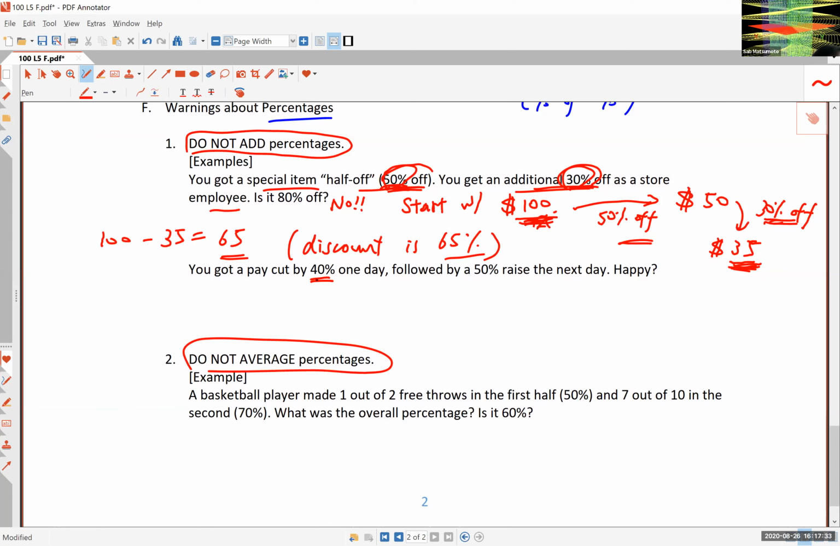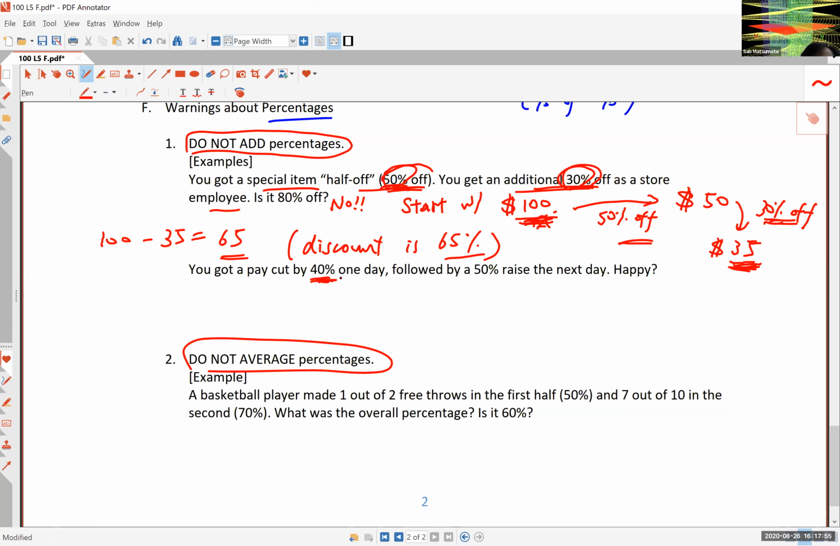Not good news. You got a pay cut of 40%. So one day you go to your job and your boss says, sorry, but the business is really slow. I have to either let you go or give you a 40% pay cut. And of course, you don't want to be laid off. So he said, okay, and this is going to be temporary, right? Yeah, it's temporary. You get a 40% pay cut one day.